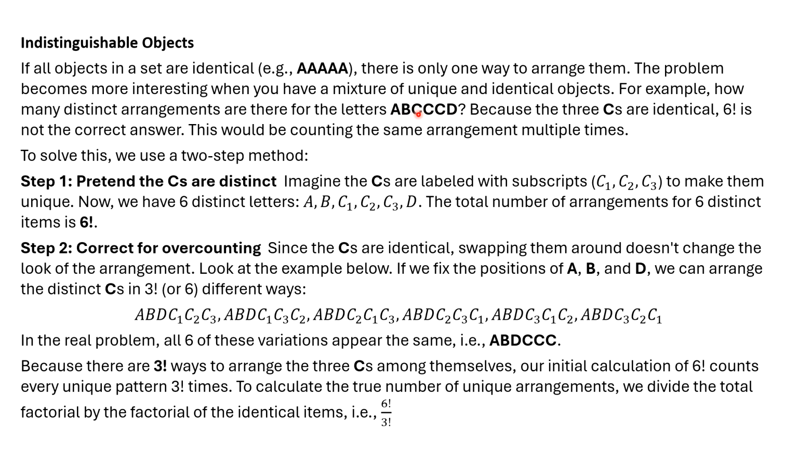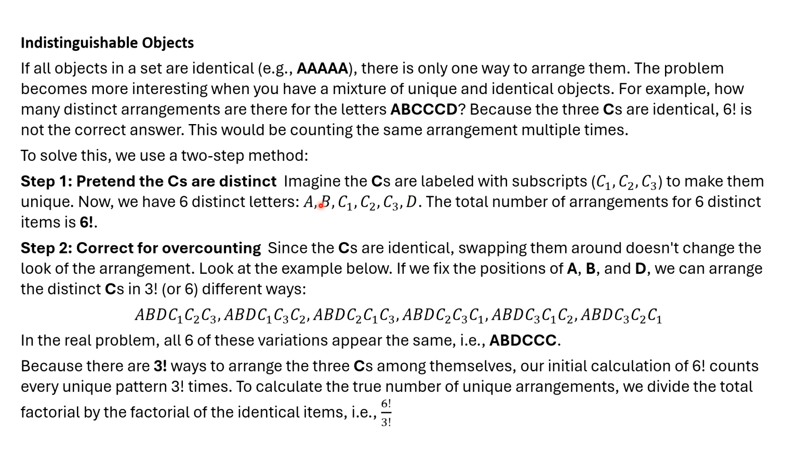And they're different from the C's. So it would be wrong to use our formula from the previous slides and just say that the number of arrangements is 6 factorial, because we're going to count things multiple times because the C's are identical. So one approach is to do the following. Pretend the C's are distinct. So we'll call them C sub 1, C sub 2, C sub 3. And in that case, we do have 6 factorial arrangements of these 6 different objects.